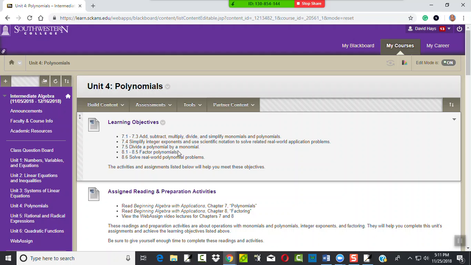A little bit all over the place here. They talk about dividing here, and we're going to look at dividing. But then down here on 7.5 it says divide a polynomial by a monomial. So we're going to start off with that to see how in the world to do that.